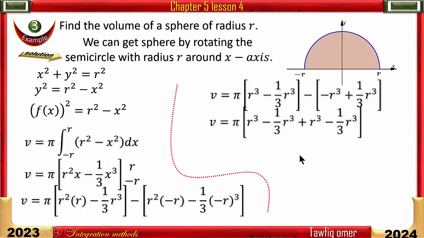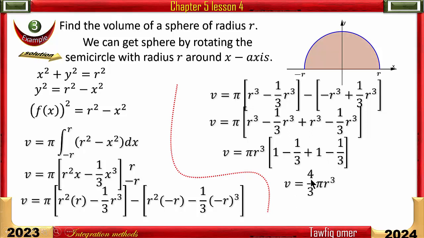And now opening the brackets, it becomes pi times r cubed minus 1 over 3 r cubed, plus, minus times minus is plus r cubed, minus times plus is minus 1 over 3 r cubed. And now by taking r cubed as a common factor, it becomes pi r cubed. Here remain 1 and 1 over 3, and here 1 and 1 over 3, and simplifying, the volume is equal to 4 over 3 pi r cubed. This is the rule of finding the volume of the sphere.